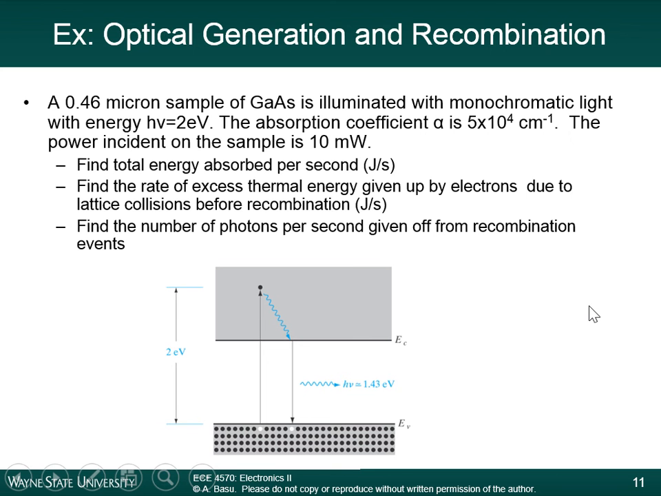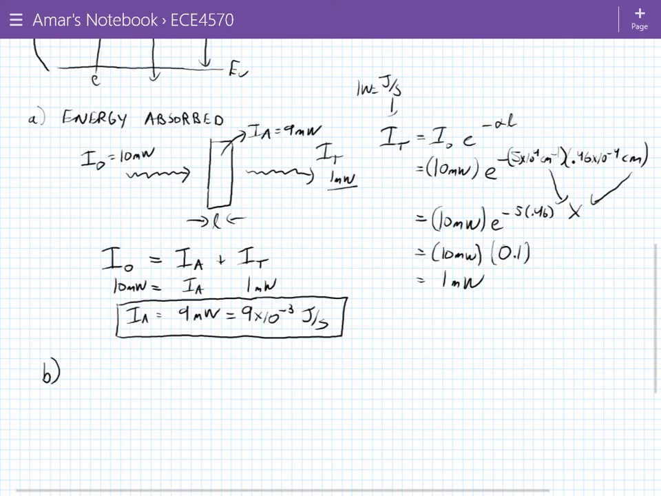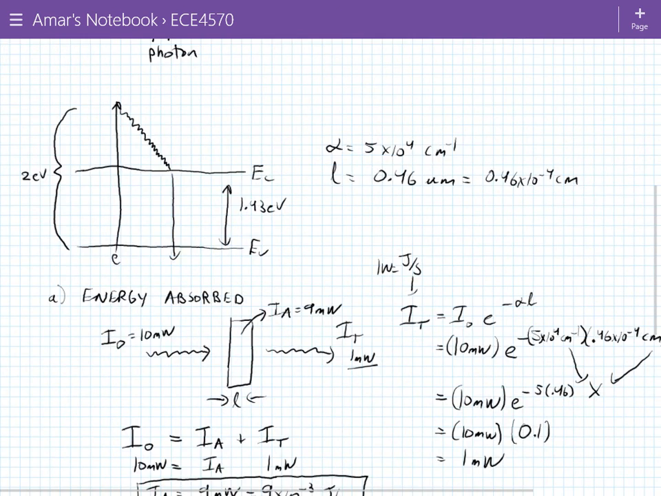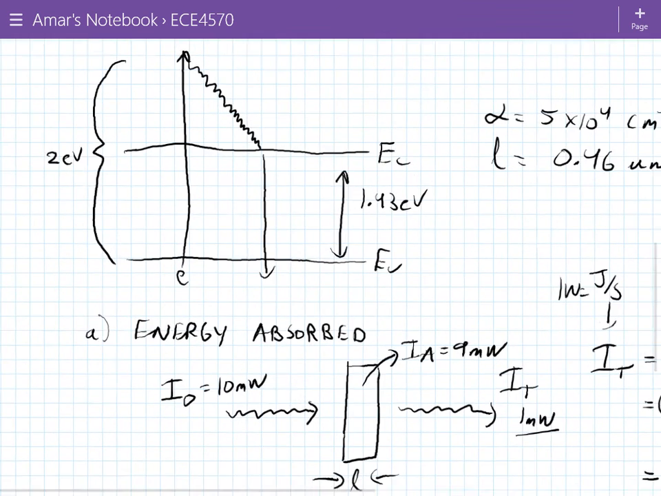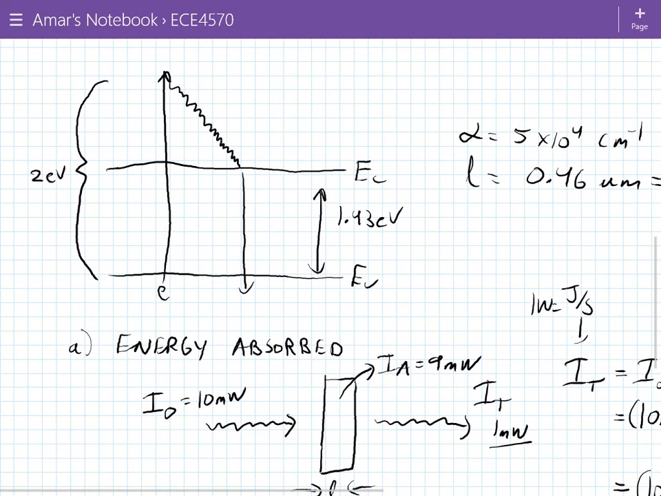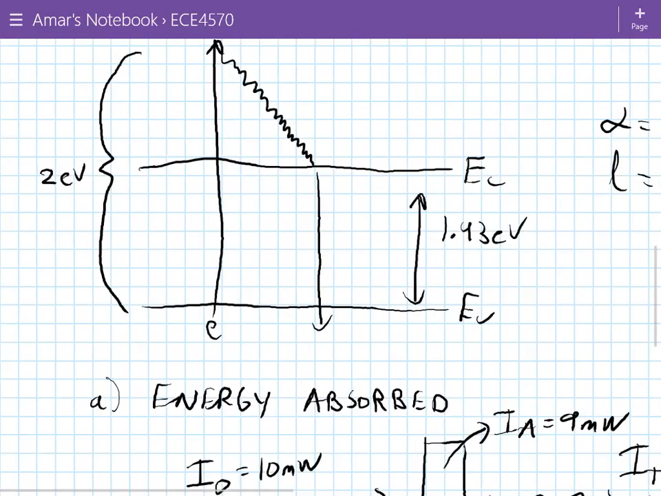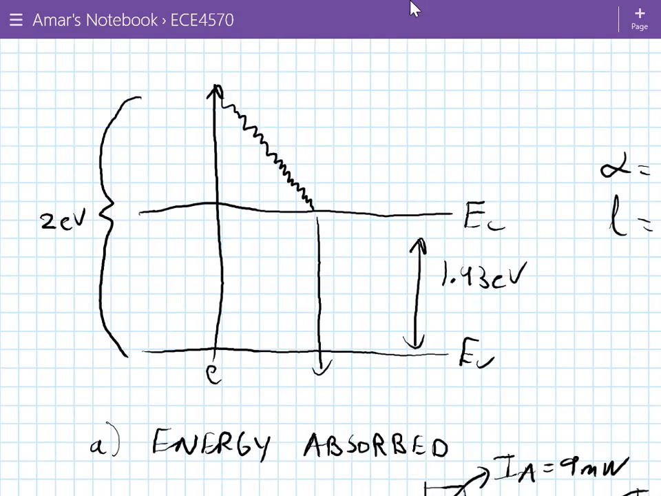Now this particular problem, can anyone think of how we might solve this problem? And I'll give you a hint. The calculation here is actually very, very simple. And it has to do with the energy band diagram. So let's zoom in on the energy band diagram here. It has to do with this number, and it has to do with this number.